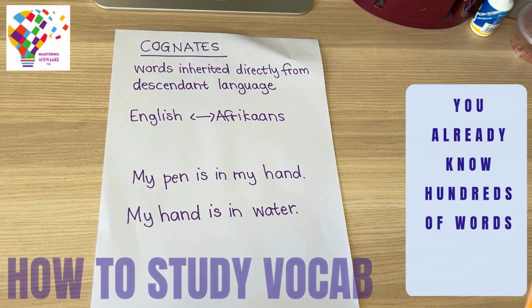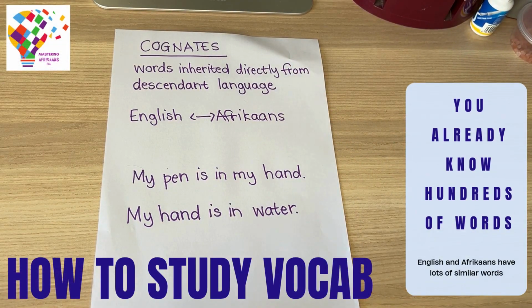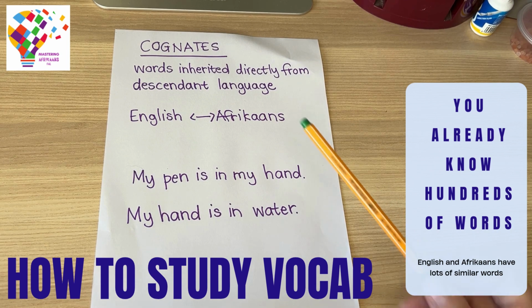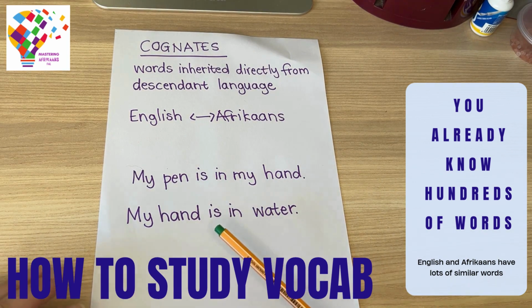So the first thing I wanted to go over is this idea of cognates. Cognates are words that come from a descendant language. And English and Afrikaans basically come from the same original language, which is German. And therefore, English and Afrikaans actually have a lot of words in common. And I've given you two examples here.